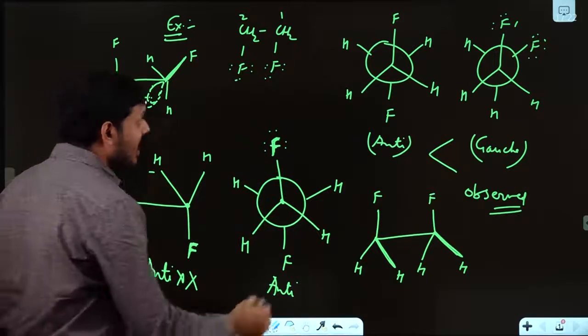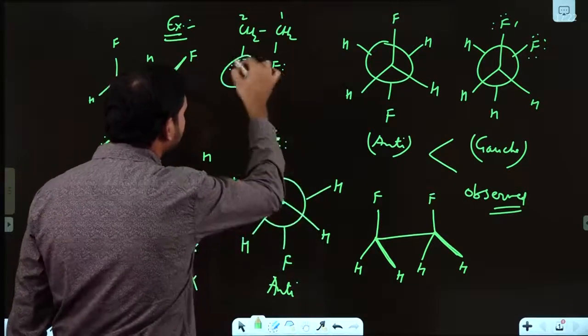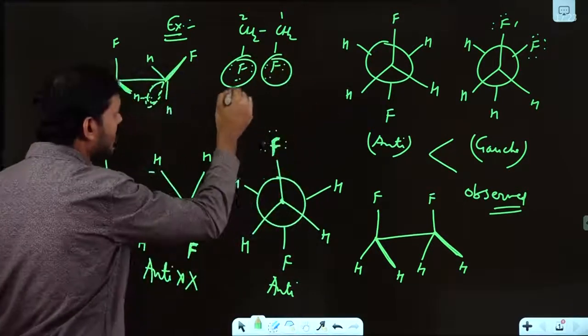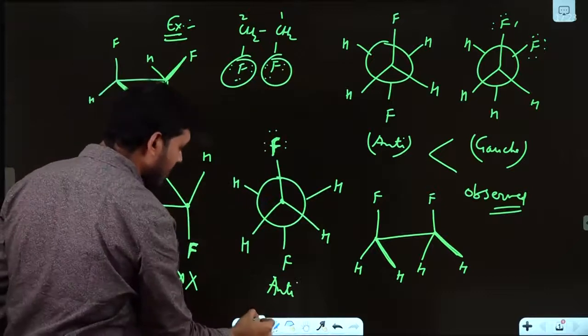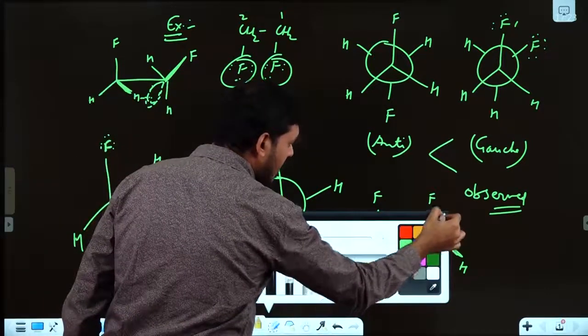Now what happens if this fluorine is replaced by chlorine, bromine or iodine? So understand the remaining cases.